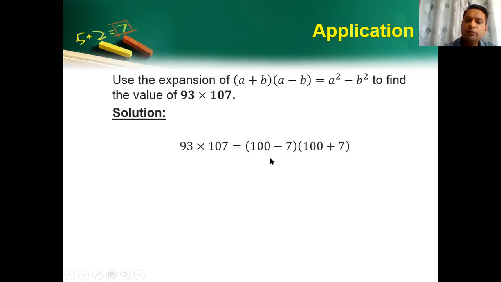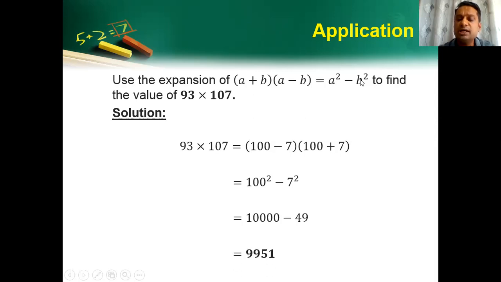It is in the form of a minus b times a plus b. And you know that a minus b times a plus b is equal to a squared minus b squared. Therefore, it can be written as 100 squared minus 7 squared. 100 squared minus 7 squared is equal to 10,000 minus 49, which is equal to 9,951.